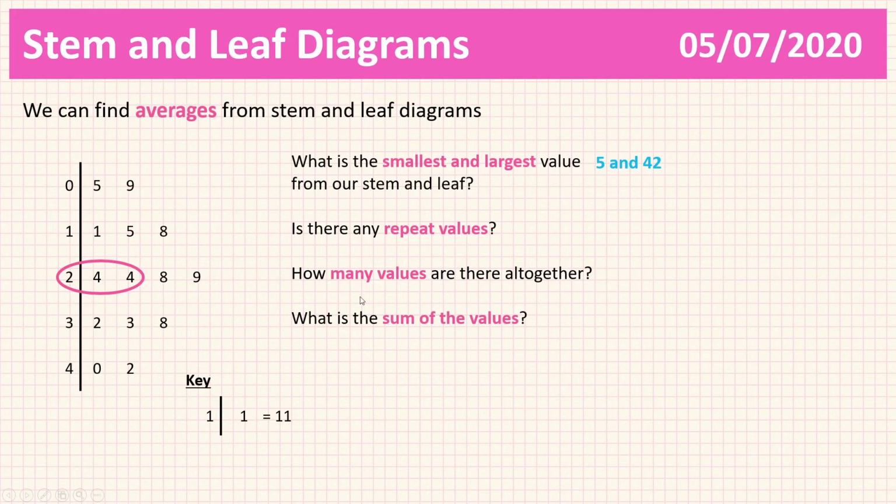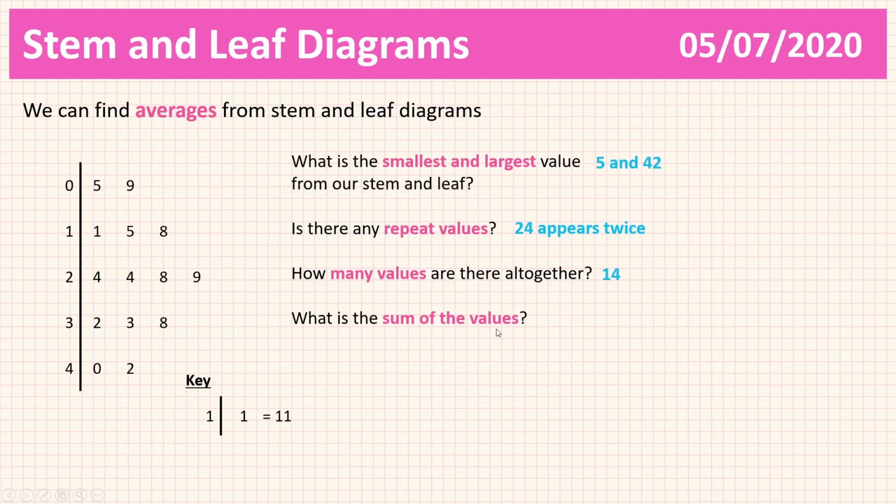So we're not looking for repeat values in the columns. We're looking for repeat values in the rows. So this row has 2 4s. That's the repeats we're looking for. So is there any repeat values? The answer is yes, and that's 24. It appears twice. Now, how many values are there altogether? All we need to do is count up our leaves. That will tell us how many values there are altogether. In this case, there are 14.